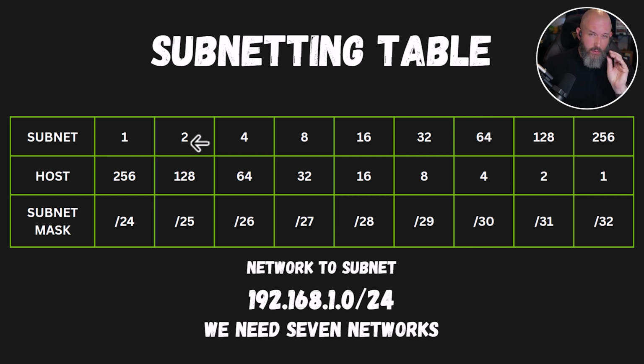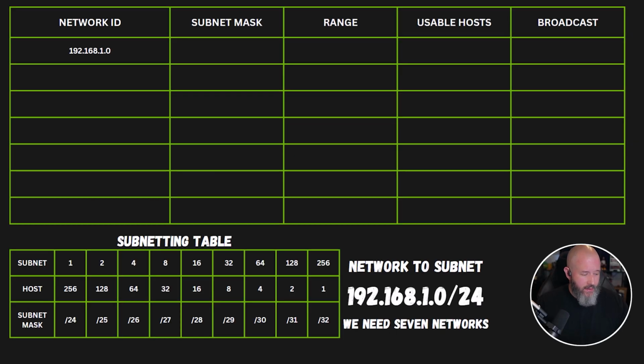Next, we're going to subnet using this chart, and we need 7 networks. Well, if we look at the subnets, we have 1, 2, 4, 8, 16. Okay, so we need 7. So 4 isn't enough, but 8 is. So we're going to go ahead and choose 8. Right. So the next part is going to be to fill out this second chart.